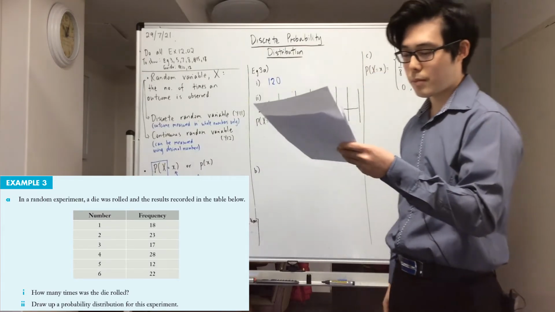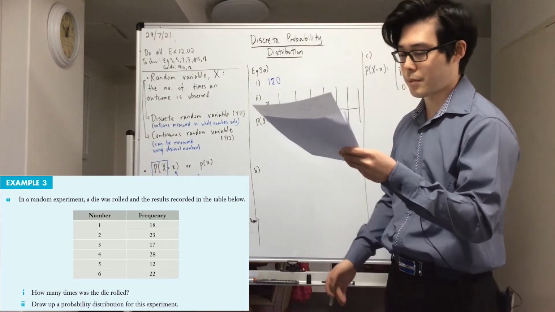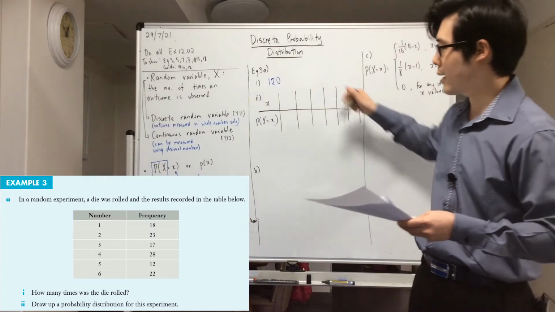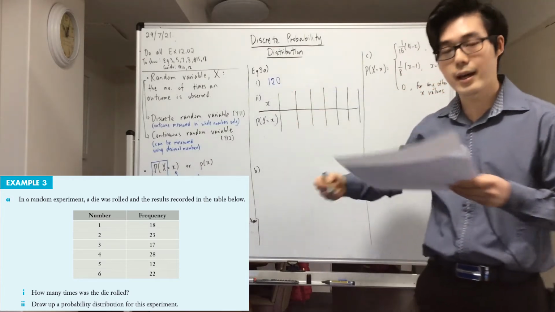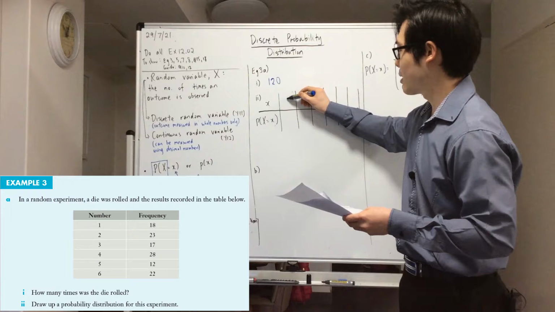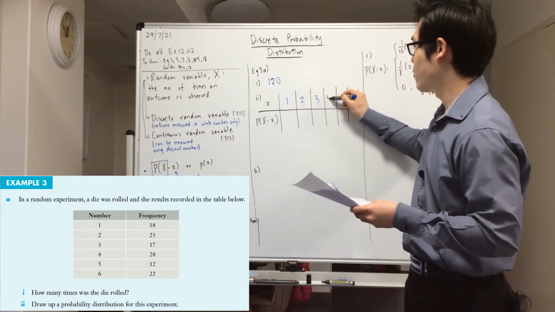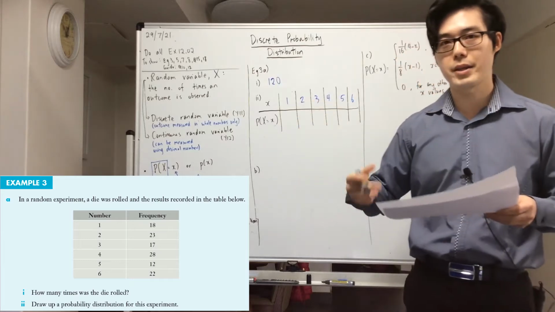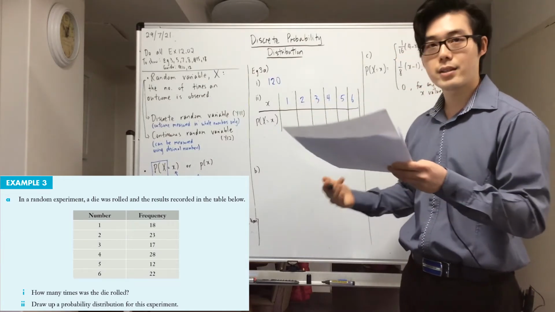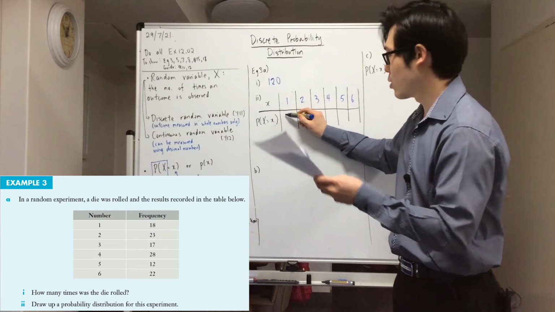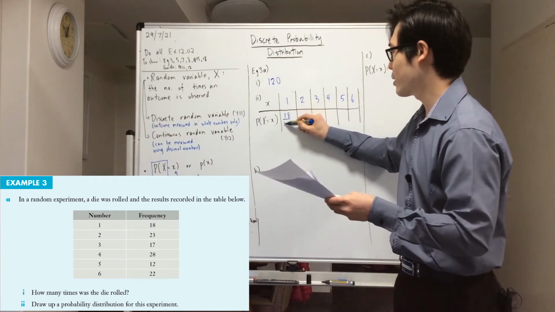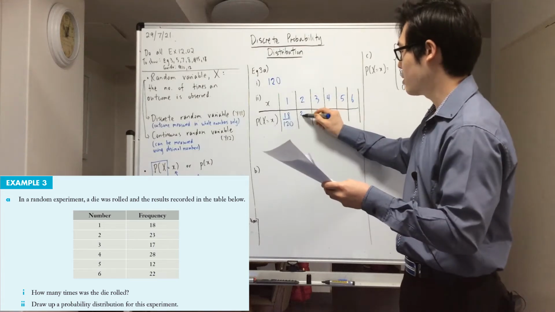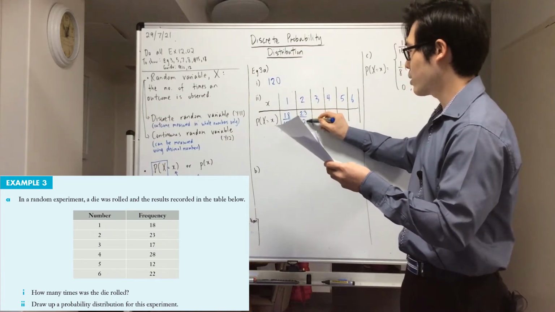Now, it says draw up a probability distribution for this experiment. When it says draw a probability distribution, it means draw up a table like this, where x represents the outcomes that you can get, so that's the numbers 1, 2, 3, 4, 5, 6, and the probability of each outcome in that experiment. We can see from the table, the number 1 was rolled 18 times out of 120 times. So that's what you write underneath here. Let me just go on, 23 out of 120.